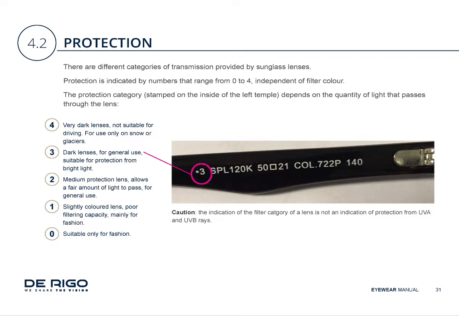3 is dark lenses, which are for general use, suitable for protection from bright light. 2 refers to medium protection lens, which allows a fair amount of light to pass and is for general use. 1 is slightly colored lens with poor filtering capacity and mainly for fashion. 0 is suitable only for fashion. Caution: the indication of the filter category of a lens is not an indication of protection from UVA and UVB rays.